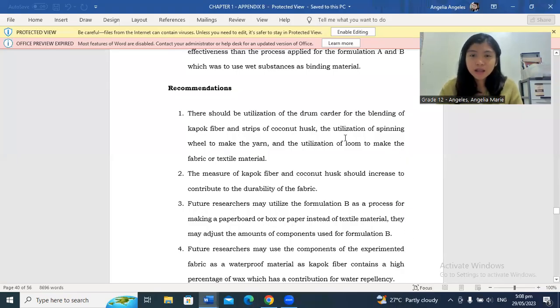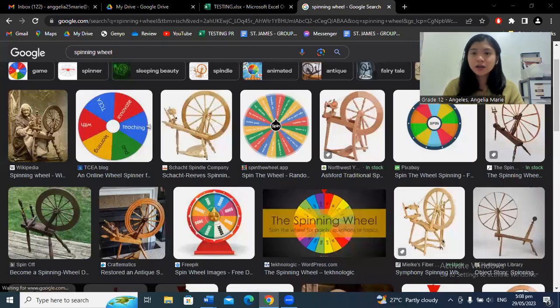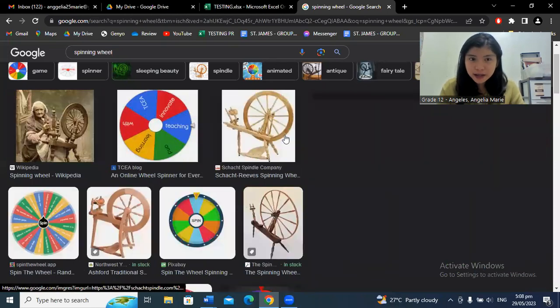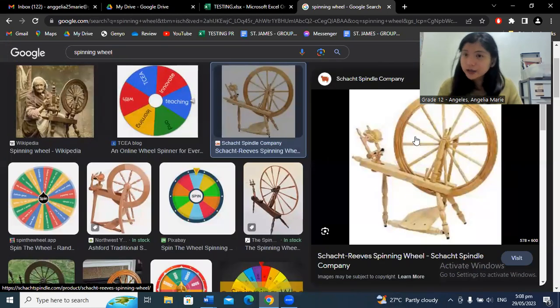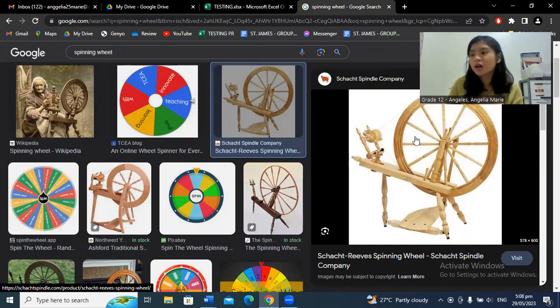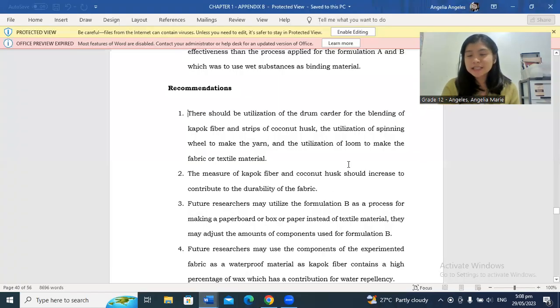Okay, so, and then the utilization of the spinning wheel to make the yarn, and then the utilization of loom to make the fabric or textile material. Atong spinning wheel, wait lang. Okay, so this is what the spinning wheel looks like. Okay, yan yung para sa paggawa ng yarn. Okay, yan na yung pag-iikot-ikot sa parang kunyari dito. Yeah. And then, the utilization of loom to make the fabric or the textile material.